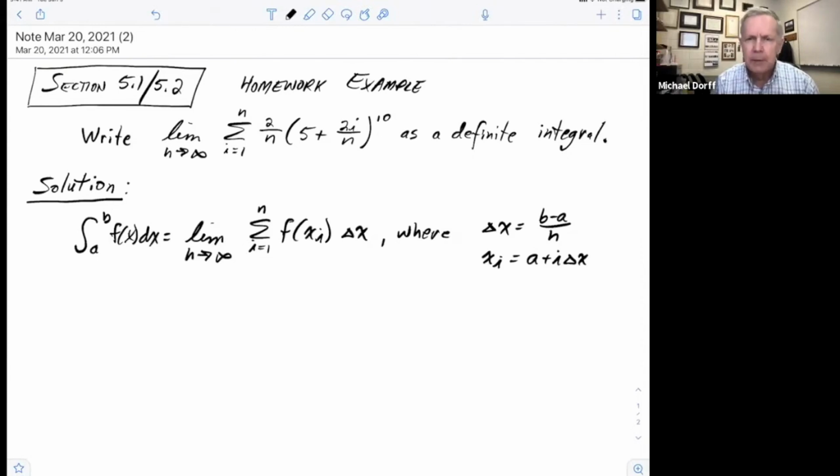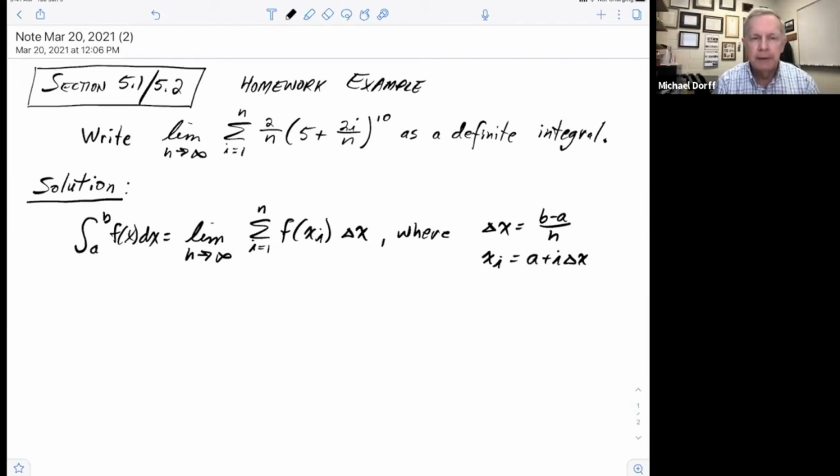Delta x, where's the b and the a coming from? Those are the numbers on the integral sign. And in the last one, x sub i equals a plus i delta x. That delta x is what we have from above. Some of you will recognize that because i is going from 1 to n in the summation, my x sub i are like the right endpoints of the intervals in the Riemann sums. Anyway, so this is the definition here.